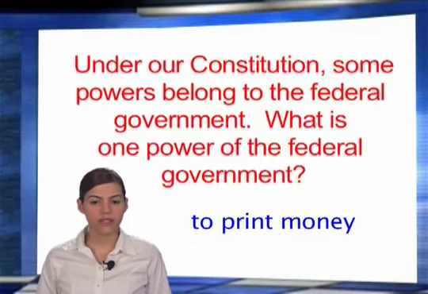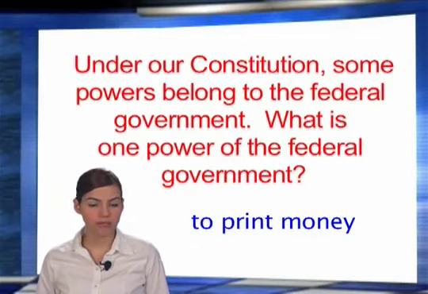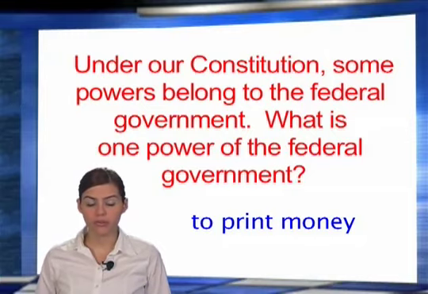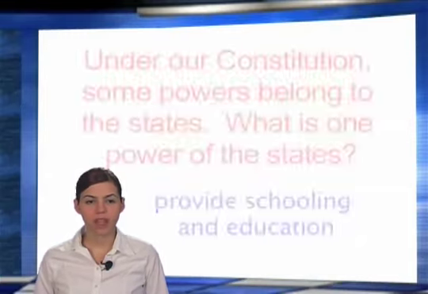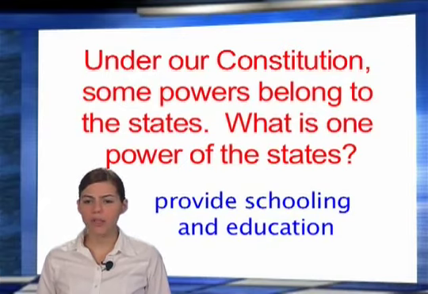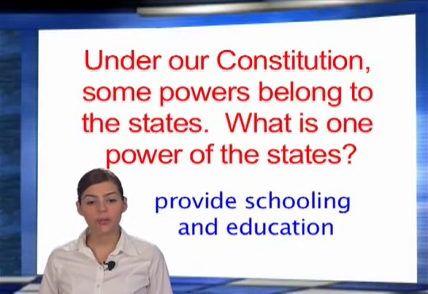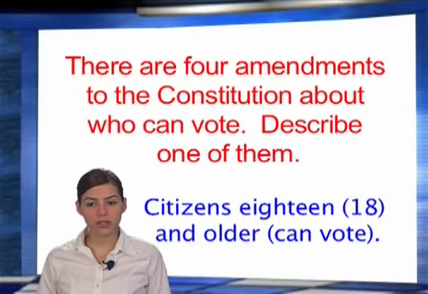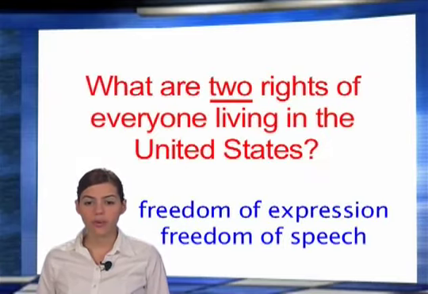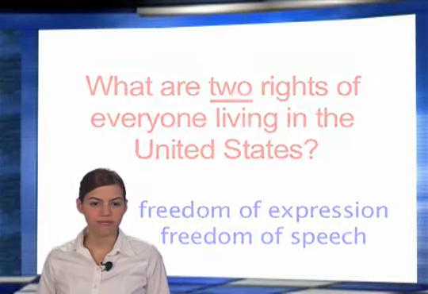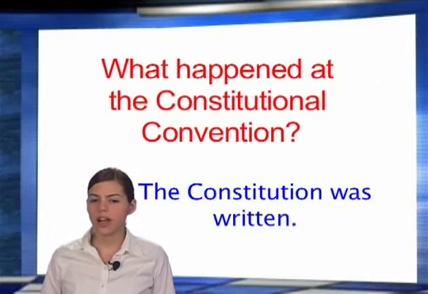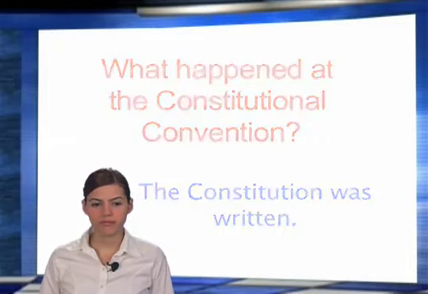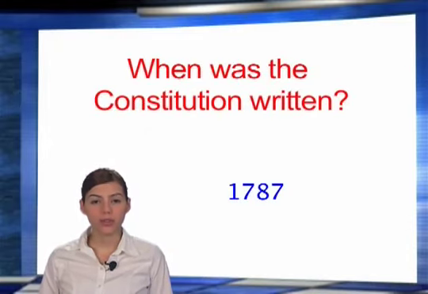Under our Constitution, some powers belong to the federal government. What is one power of the federal government? Under our Constitution, some powers belong to the states. What is one power of the states? There are 4 amendments to the Constitution about who can vote. Describe one of them. What are 2 rights of everyone living in the United States? What happened at the Constitutional Convention? When was the Constitution written?